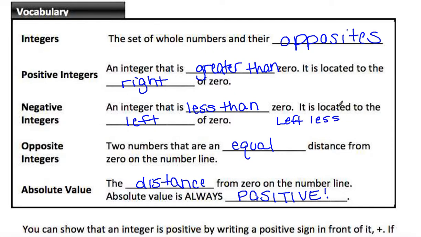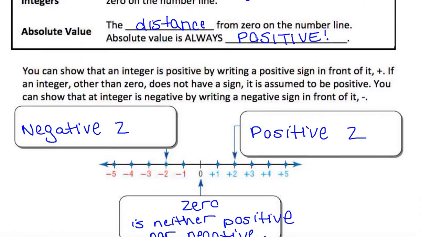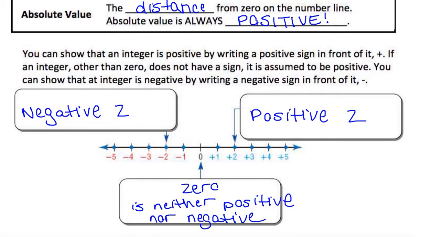Opposite integers are two numbers that are equal distance from 0 on the number line, so that would be like 3 and negative 3. They're opposites of each other. And then the last definition is absolute value. It's the distance from 0 on a number line. And because it's a distance and you can measure it with a ruler, it has to be positive. Even if you're going negative, it still is a distance, so it has to be positive. You're going somewhere.